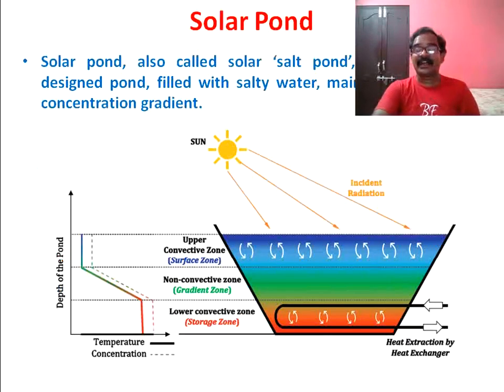And the fourth one is a solar pond, which is a very peculiar thing. It's also a Rankine cycle, but with a different thing. We'll talk about it. It's an organic Rankine cycle. So let's talk about solar pond. What is a solar pond?